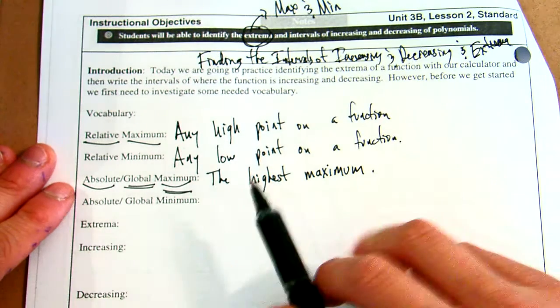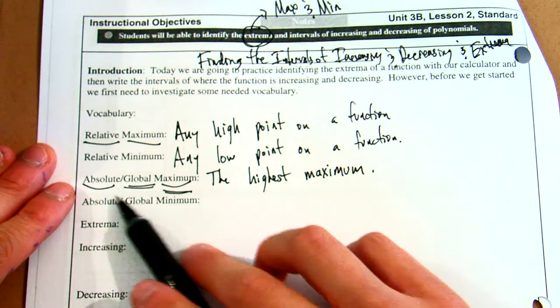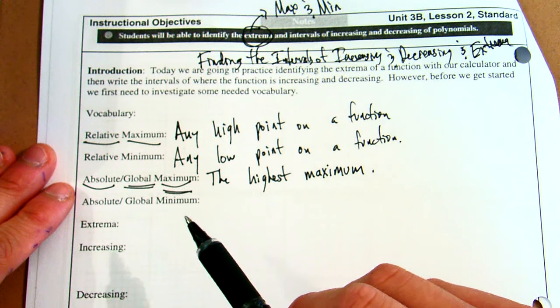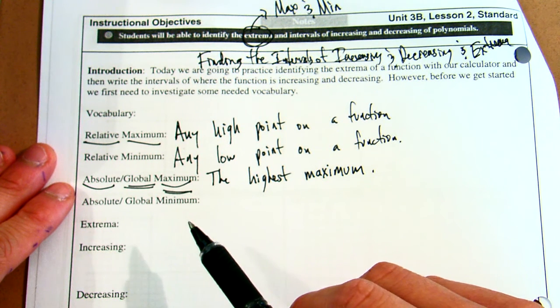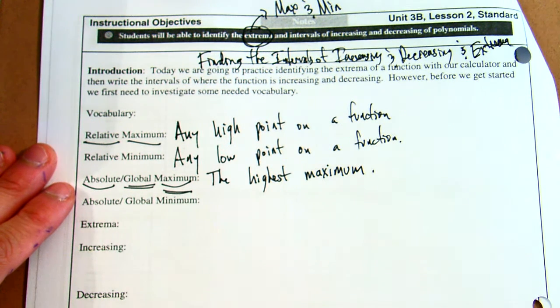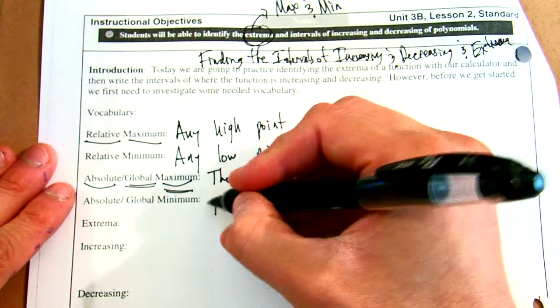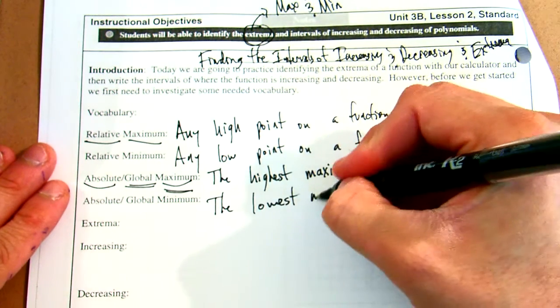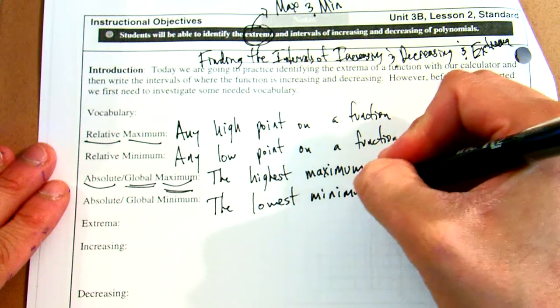So in other words, the global max or the absolute max, it's like the tallest of the tall people. Okay? It's like 7'1" or something. Whoever the tallest person is. So what would a global minimum then be? Or the absolute minimum? The lowest what? Minimum. Okay?